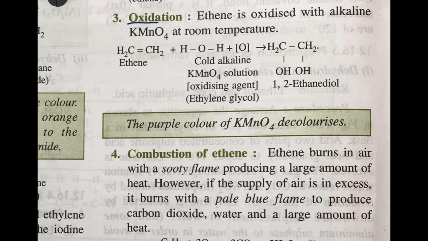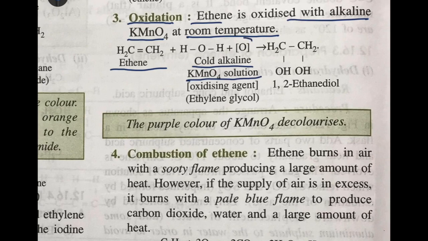Next is oxidation. So ethene is oxidized with alkaline potassium permanganate at room temperature. That is the normal temperature. So you can see in this equation how ethene reacts with cold and alkaline potassium permanganate solution. This nascent oxygen comes from potassium permanganate, which is the oxidizing agent. So it is cold and alkaline. Okay, it results in ethylene glycol.